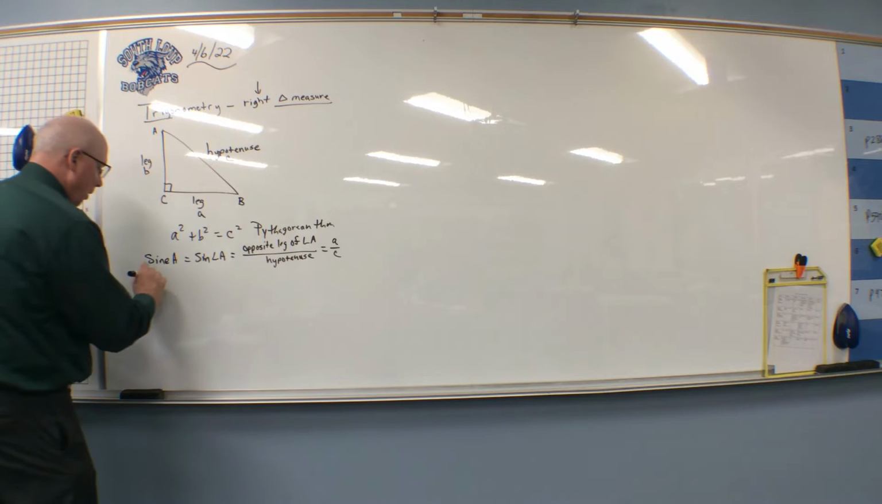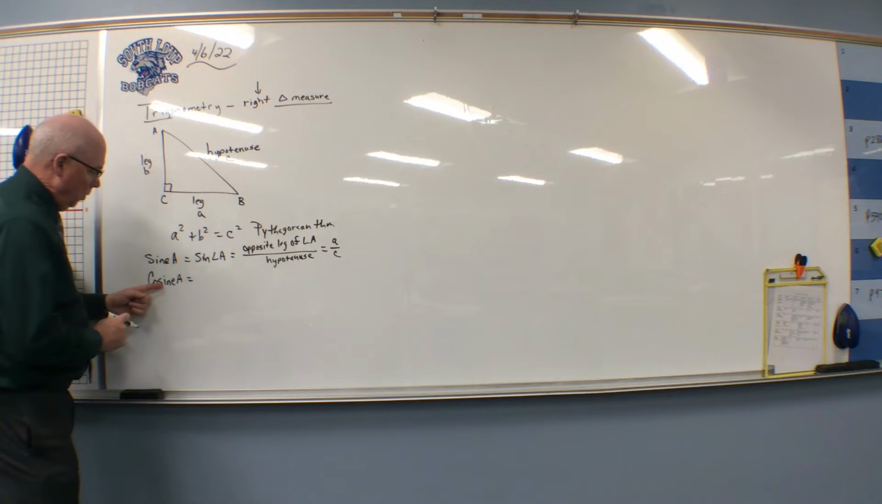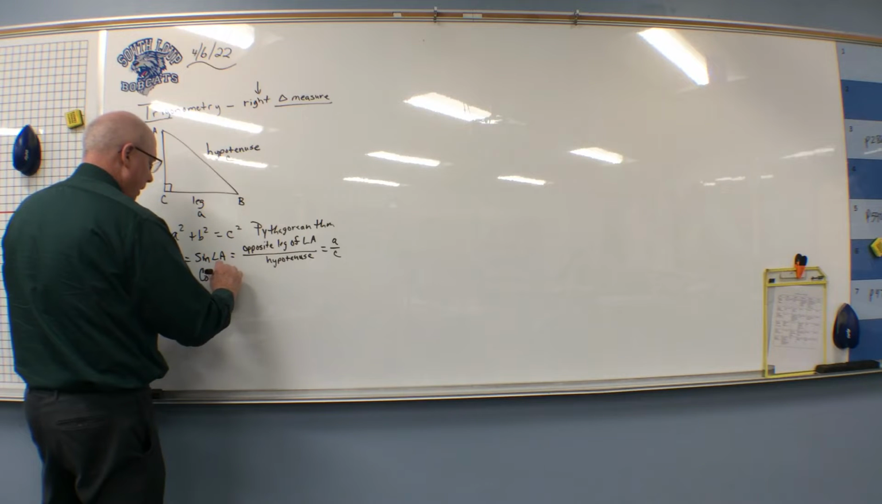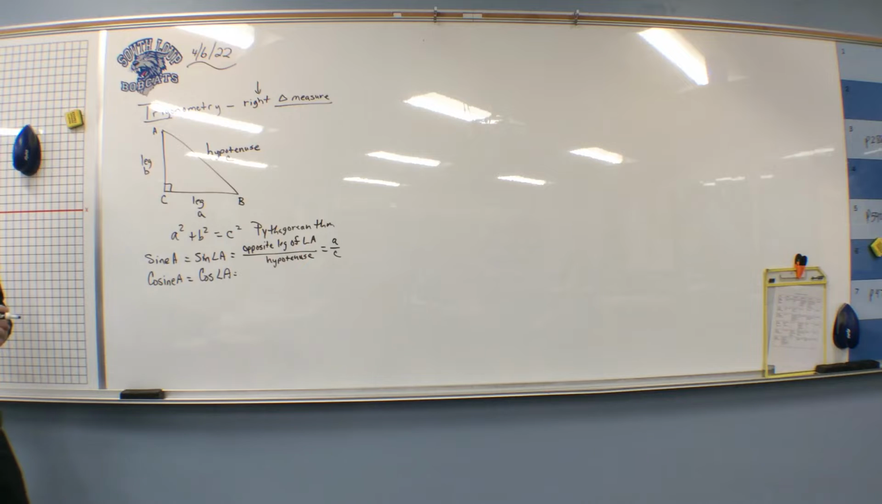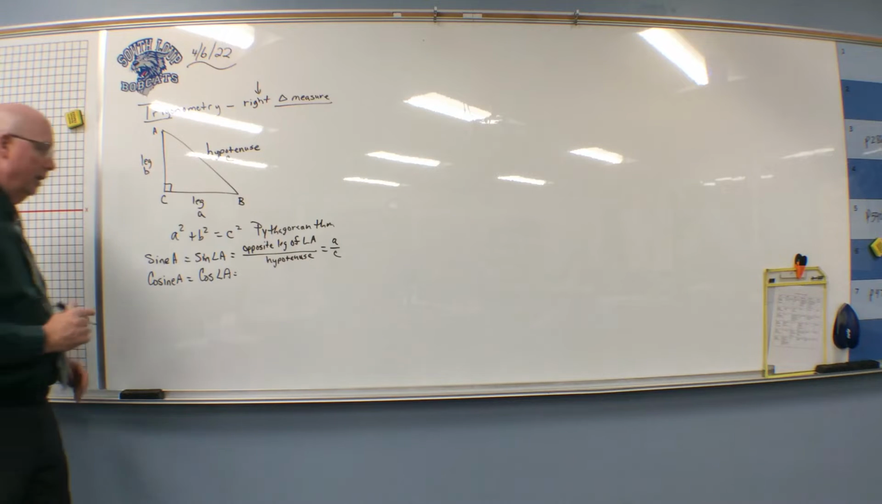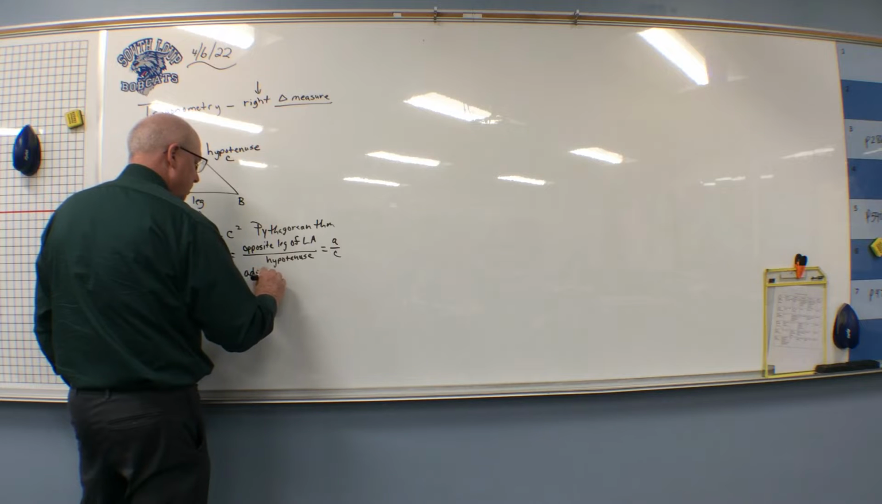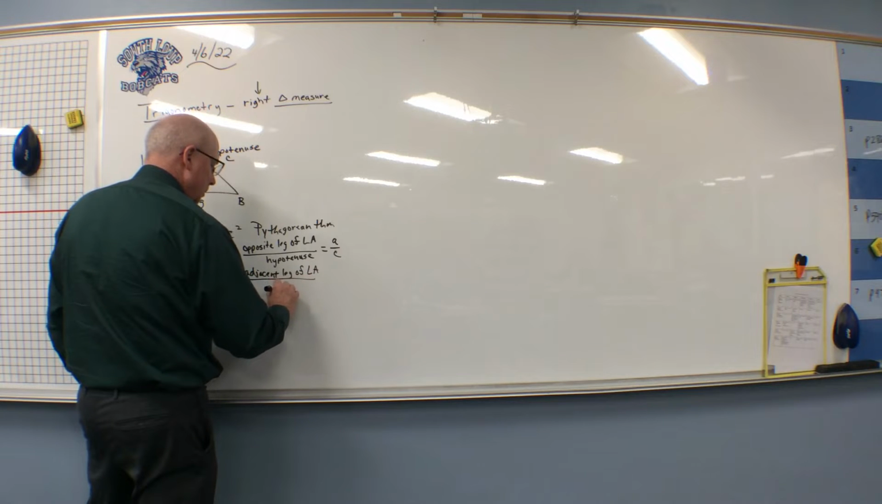Okay. So now I'm going to talk about cosine of angle A. Cosine is abbreviated cos of angle A, but it's pronounced cosine. So we have sine and cosine. It is the adjacent leg of angle A over the hypotenuse.